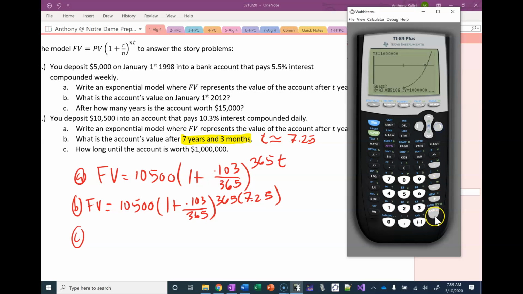And just as a reminder, when we're picking these windows, a good window is just one where you can see the intersection, right? You don't have to use the same numbers that I used. It doesn't have to look exactly like mine looks. As long as you can see where they intersect, that's a good window.